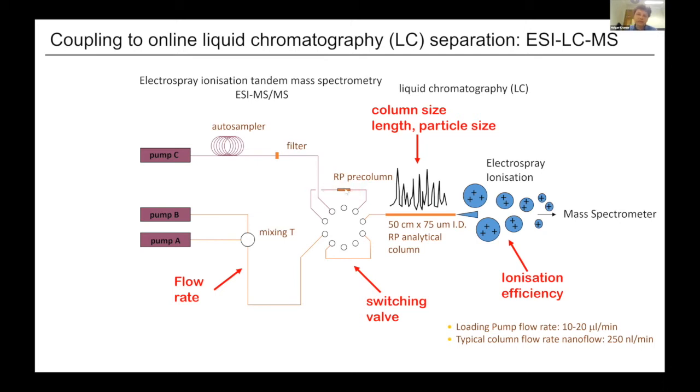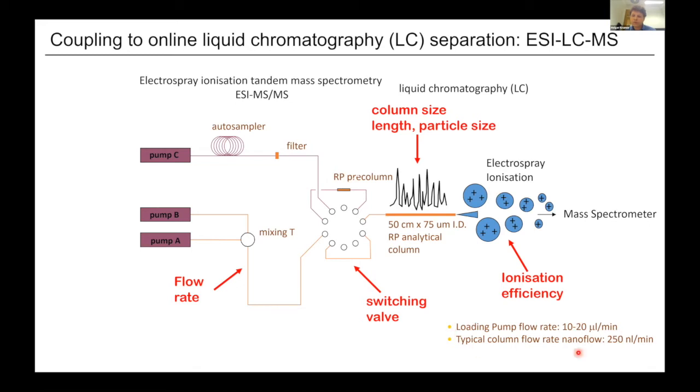Then after switching the valve, it's possible to direct the flow from pumps A and B through the trapping column, eluting peptides with a gradient of increasing organic solvent content, typically acetonitrile. As these peptides are eluted, they are separated by hydrophobicity on the analytical column. And then at the end of that process, we have the electrospray ionization interface that we just discussed.